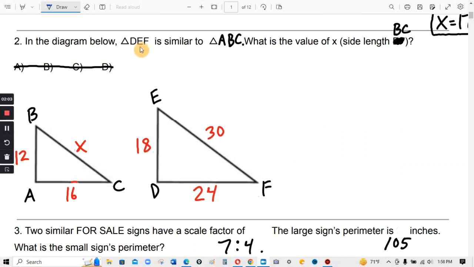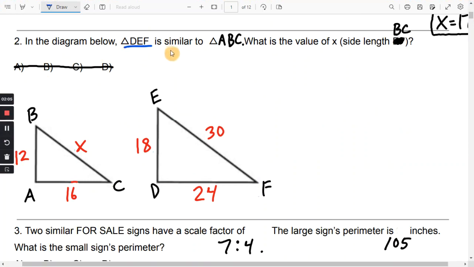Number 2, in the diagram below, triangle DEF is similar to triangle ABC. What is the value of X? Right here. Okay, so trace the triangles and see if they're oriented the same way. DEF, so we're going to go DEF like that. And ABC, ABC like so. Okay, so they are oriented or facing the same way. So we can set up the fractions.